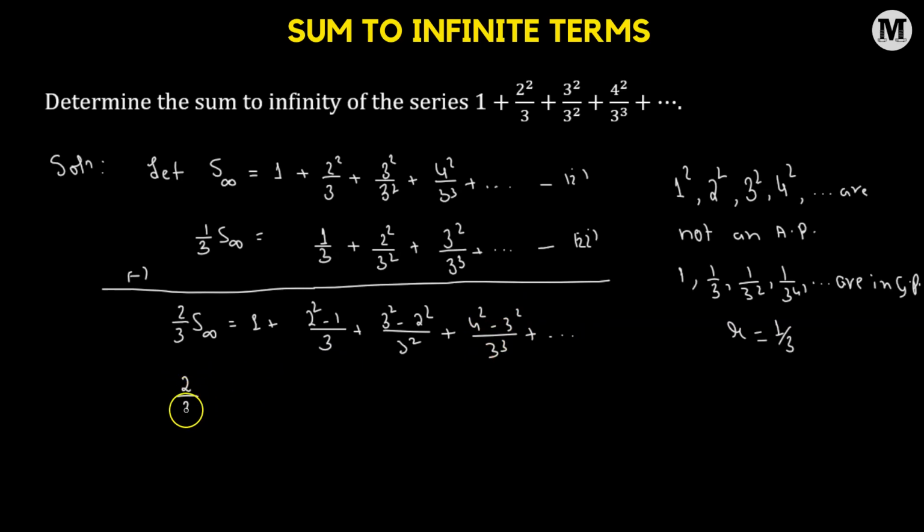So now we have 2/3 of the sum of the infinite terms. This is going to be equal to 1 added to, so 2 squared, that's 4. 4 minus 1, that's going to be 3. We have 3 over 3. Added to, now 3 squared, that's 9. 9 minus 2 squared, that's 4. 9 minus 4 is going to give us 5. We have 5 over 3 squared. Added to 16 minus 9, that's going to give us 7. We have 7 over 3 cubed. And we have the rest of the terms.